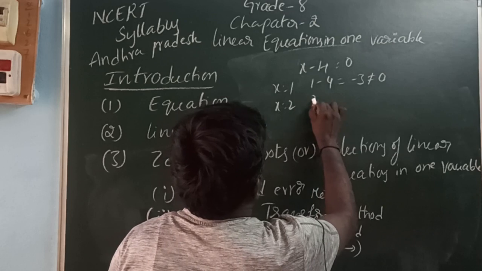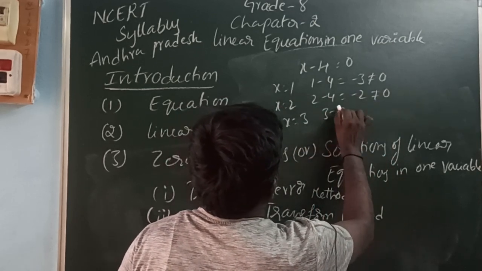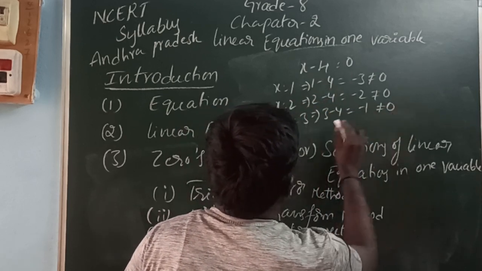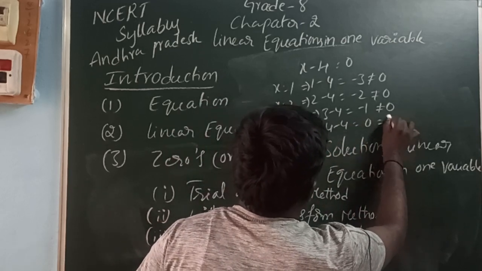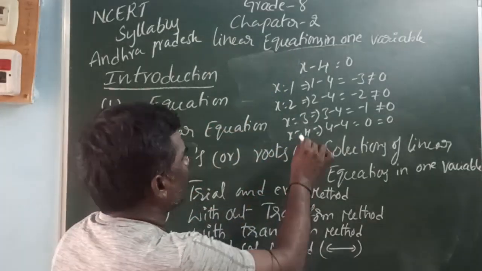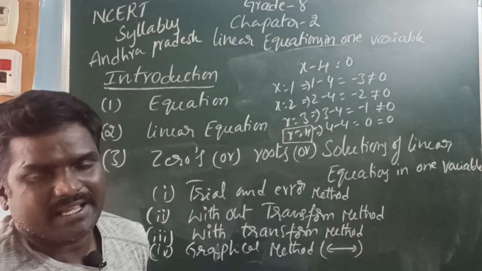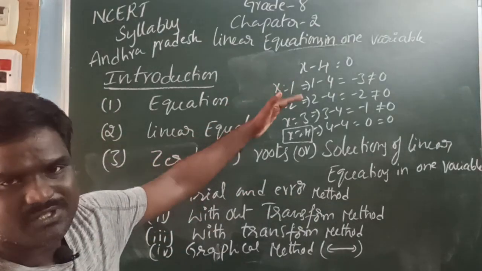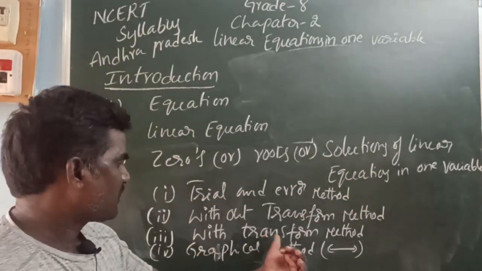Next, x is equal to 2: 2 minus 4 is minus 2, not equal to 0. x is equal to 3: 3 minus 4 is minus 1, not equal to 0. x is equal to 4: 4 minus 4 is 0, so 0 is equal to 0. So for which numerical value is this equation satisfied? x is equal to 4. This method is called the trial and error method. This is one method to find the zeros, or roots, or solution of a linear equation in one variable.